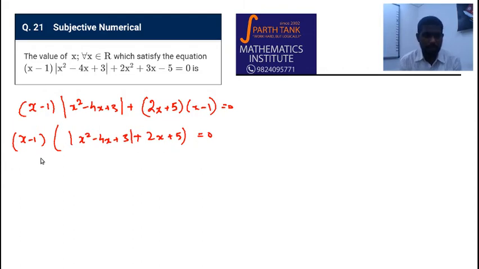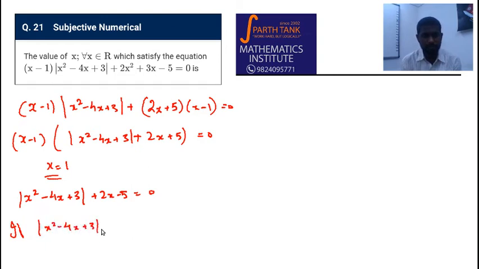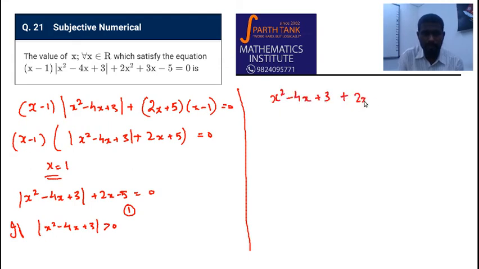Now this gives x is equal to 1, or this whole term is 0. So x is equal to 1 is one solution. If I take the whole term 0, this has two cases. If the mod term is positive, then you can just drop the mod, right? Then the equation becomes, so this is case 1, x squared minus 4x plus 3 plus 2x plus 5 is 0. And this would become x squared minus 2x plus 8 is 0.